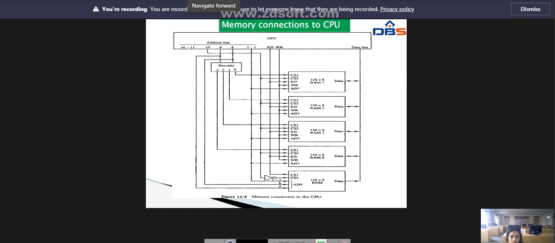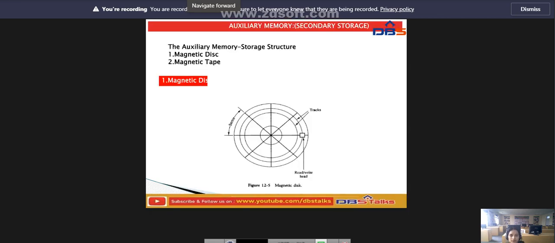Now I am going to discuss the auxiliary memory. So what is meant by auxiliary memory? It is a storage structure. Auxiliary memory is a storage structure.